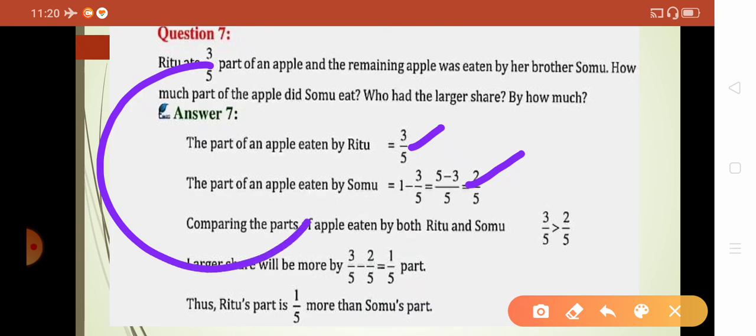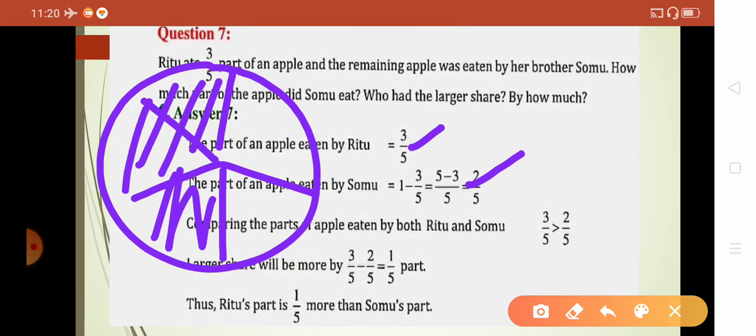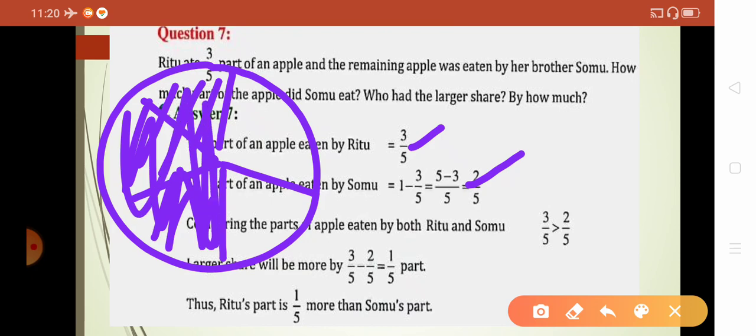Simply you can see it like this. If there are total 5 parts of the apple, out of these 3 parts are eaten by Ritu. So how much part will be left? 2. That means Somu has eaten 2 by 5 part of the apple.